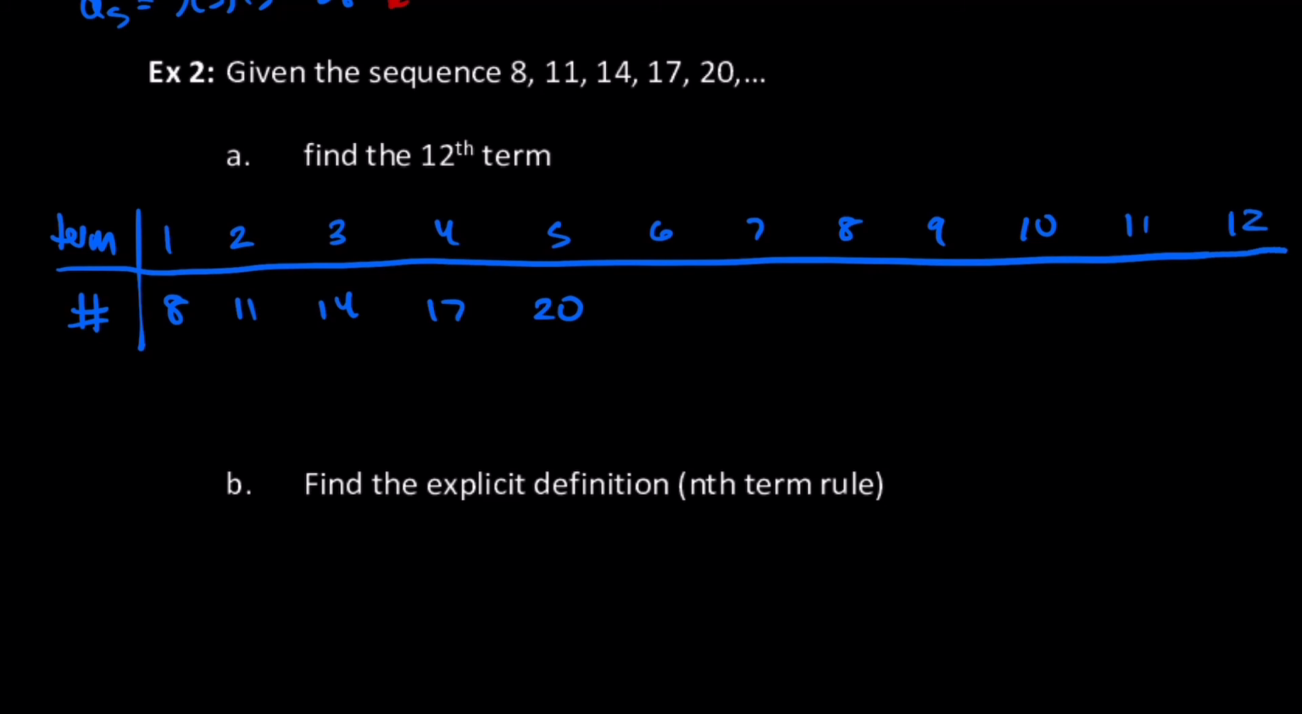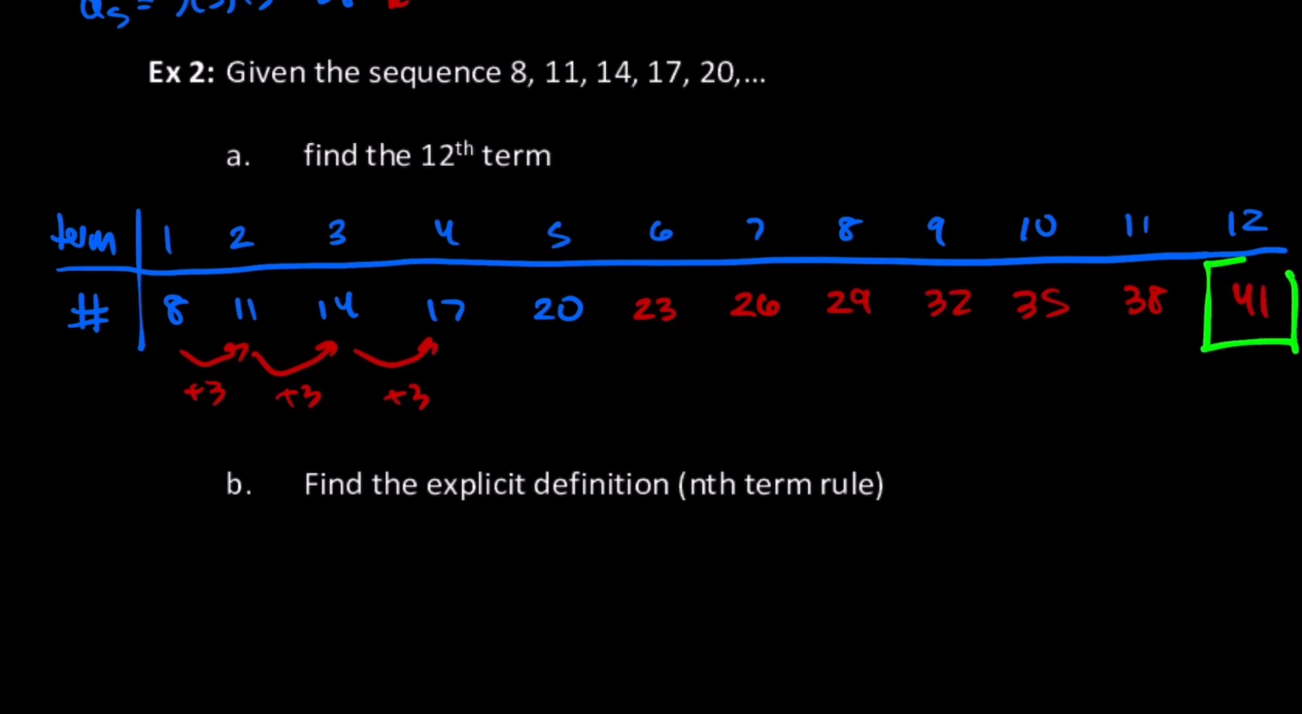Well, what's going on here in this pattern? Well, 8 to 11, what did I do? I added 3, added 3, added 3. So what I can do now is just continue this by adding 3 every time. So this would be 23, and then that plus 3 is 26, plus 3 is 29, plus 3 is 32, plus 3 is 35, plus 3 is 38, plus 3 is 41. So find the 12th term. Here it is, 41. I don't want to do that every time.